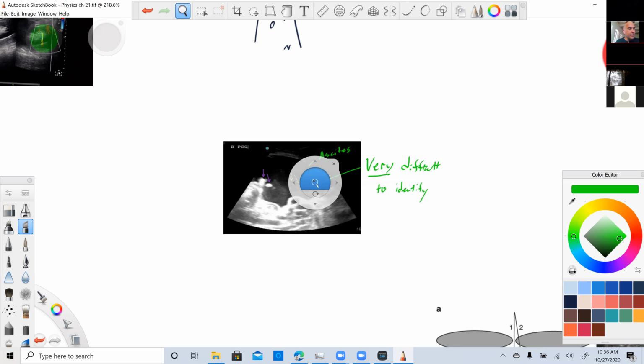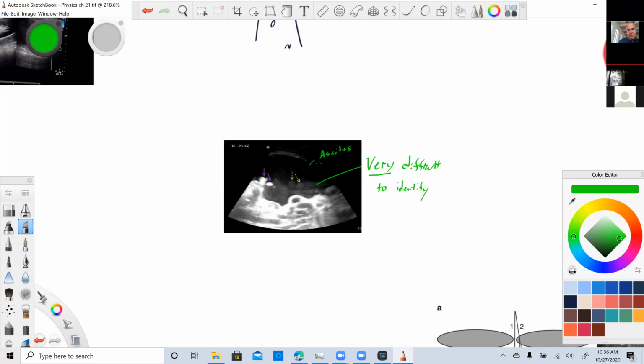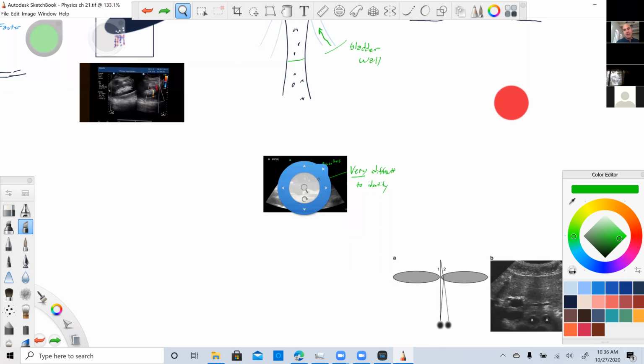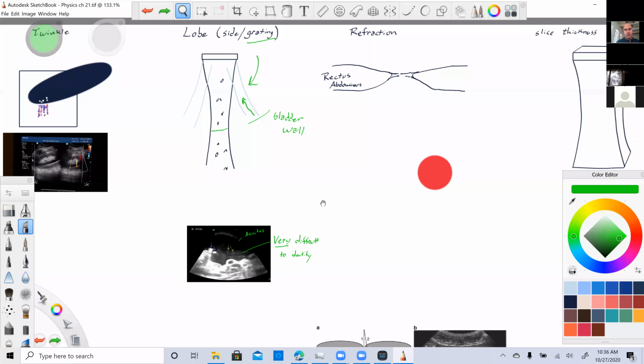Side lobe artifacts are oftentimes seen more likely inside of fluid. Well, why? Because there's no other echoes competing with them. So you have this bright echo outside of the fluid, nothing inside the fluid, so it's just easier to see. That goes with a lot of artifacts when it comes to fluid.